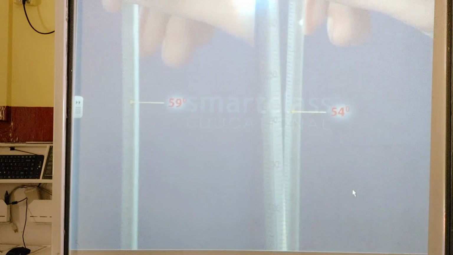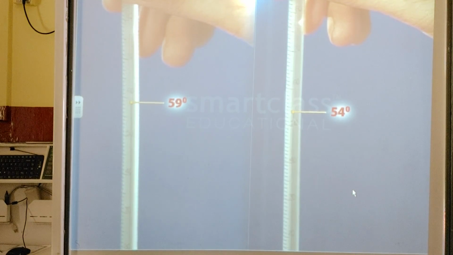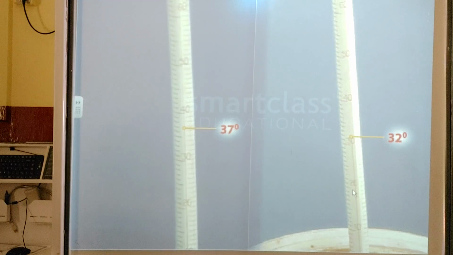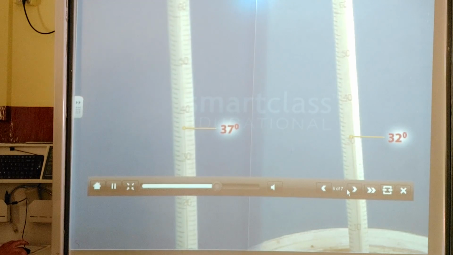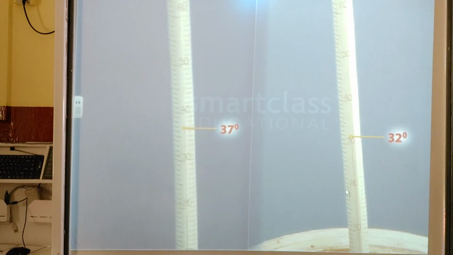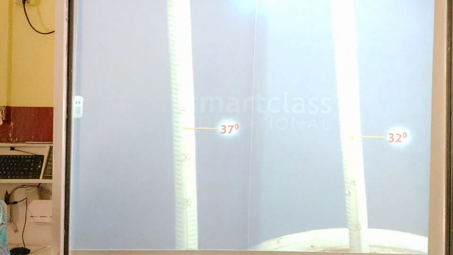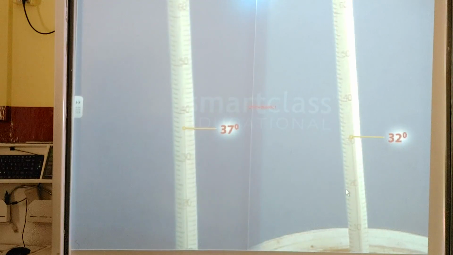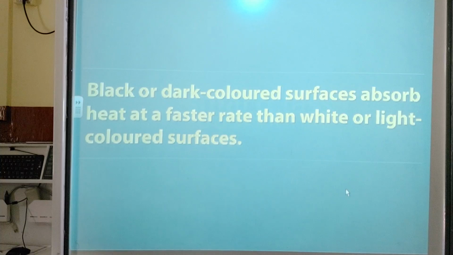We have taken the same amount of water at the same temperature in 2 identical cans and kept them in the same conditions for the same amount of time. Yet, the temperature of water is higher in the black can. Why? This is because of the difference in the amount of heat absorbed by the 2 cans. The black surface absorbed more heat in 1 hour than the white surface. In general, black or dark colored surfaces absorb heat at a faster rate than white or light colored surfaces.